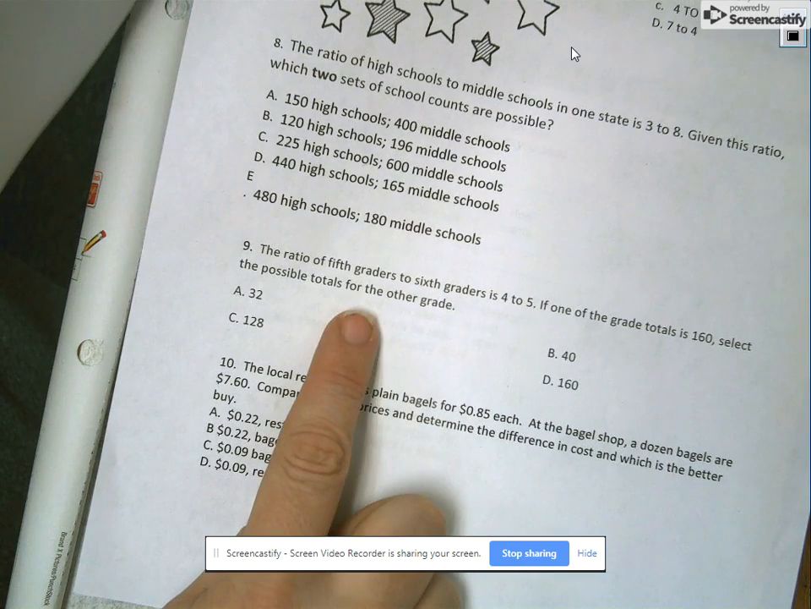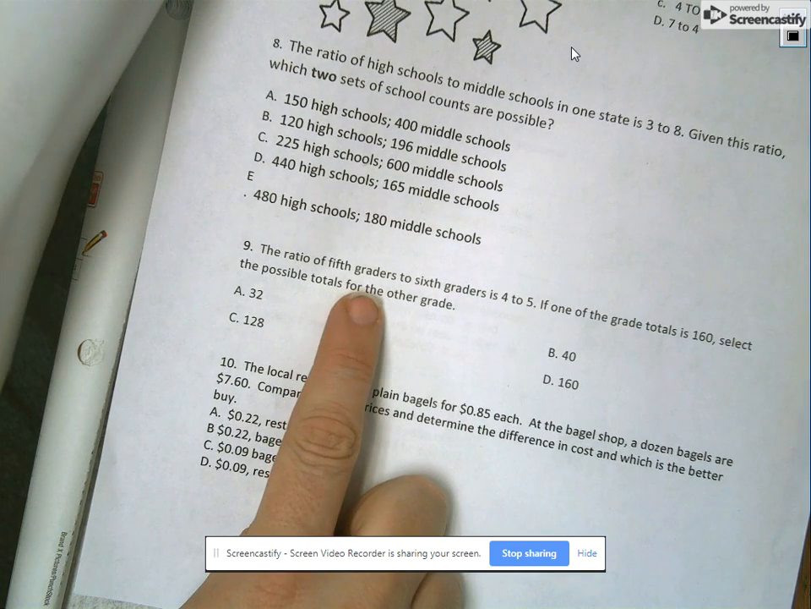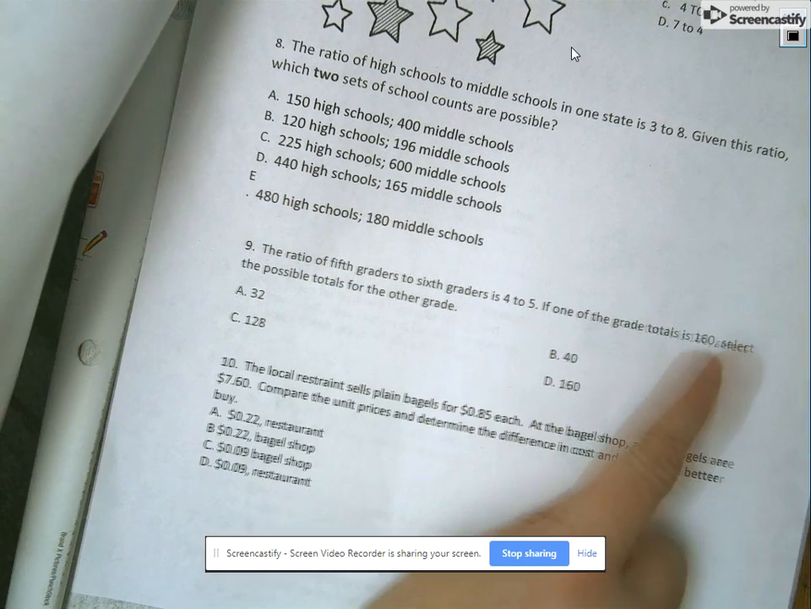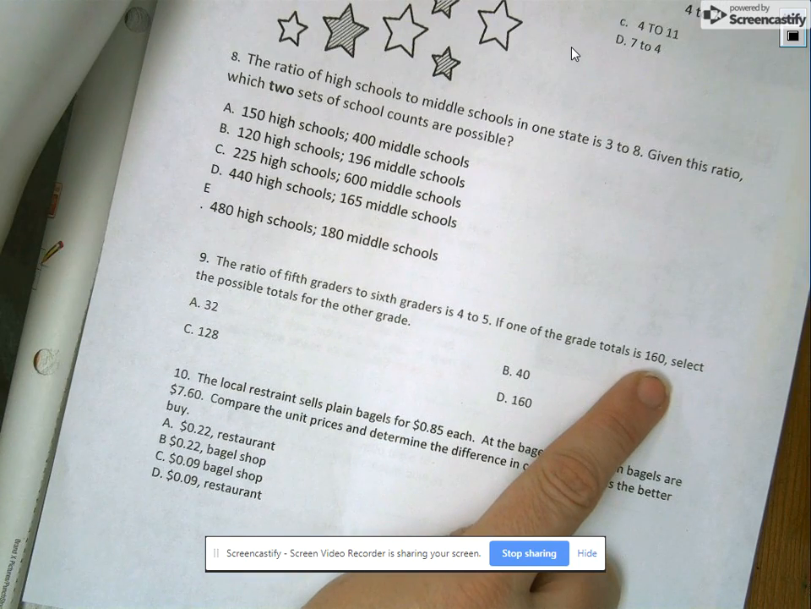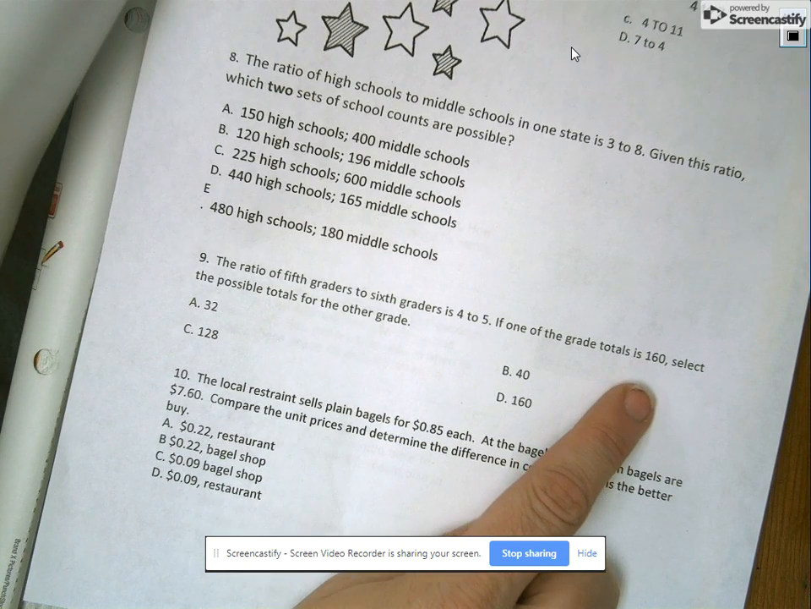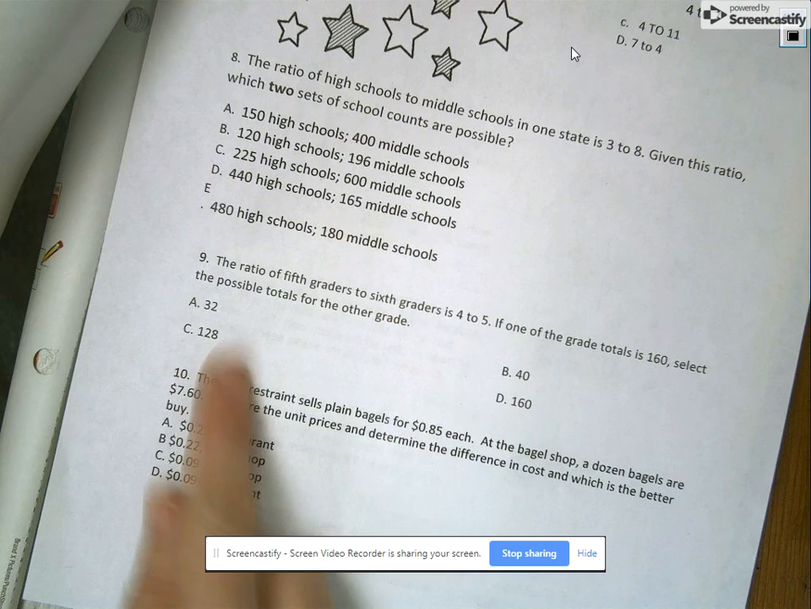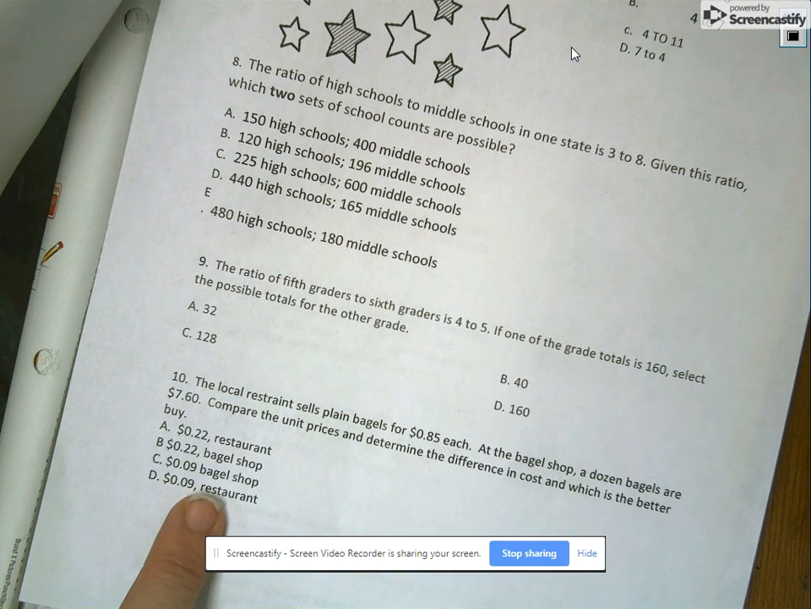This one, the ratio of 5th graders to 6th graders is 4:5. If one of them is 160, what's the other one? Again, there's 2 answers, so make sure to circle 2 here. And this is just like our bonus question.